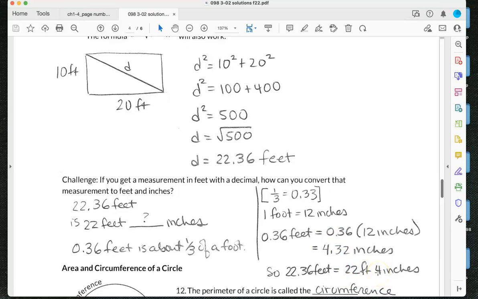Now, if I really needed to be more accurate, I could keep going down into eighths or sixteenths of an inch. But I figured maybe I might lose you, so I'll just leave it there. 22 feet 4 inches is about where you should be with the diagonals of that rectangle. And don't forget, once you measure this diagonal, you need to also measure the other diagonal and see if they are the same exact distance.